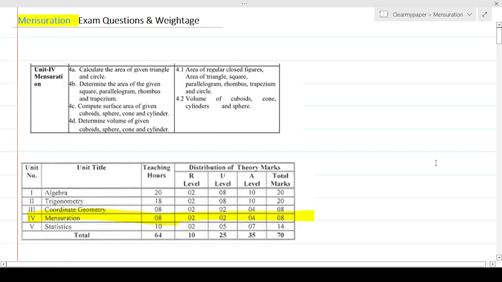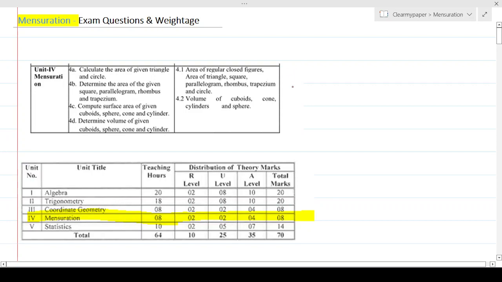All right, let's talk about mensuration, the new topic we're going to start, and let's understand what's going on. This is one of the last chapters from the textbook standpoint of view, and let's understand in this episode the overall exam questions. How should we think about preparing for mensuration? Should we prepare at all, and what is the overall weightage?